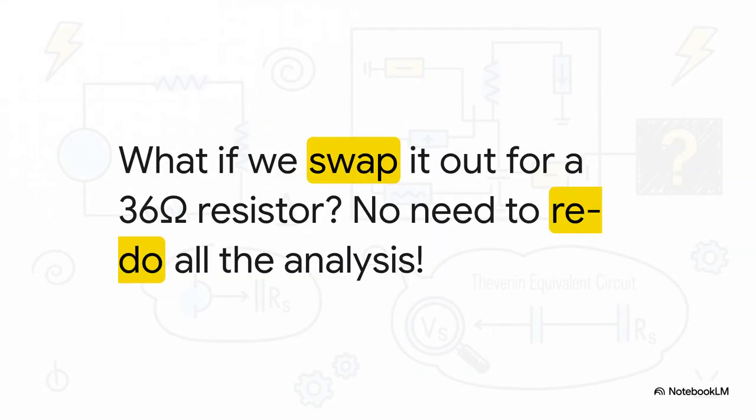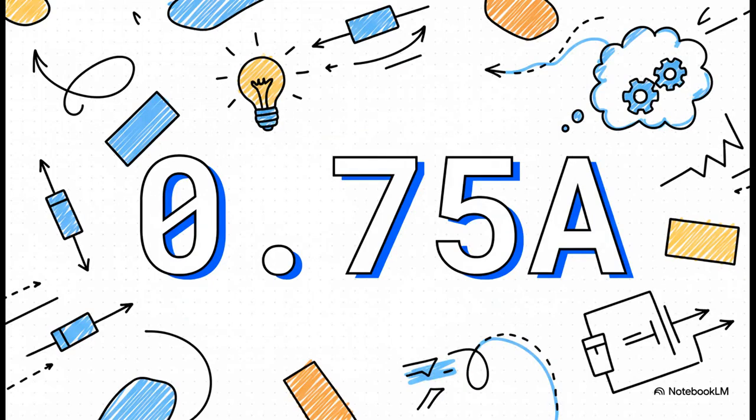But this is where it really shines. What if the design changes? What if we need to swap that out and use a 36 ohm resistor instead? What now? No problem at all. Another quick calculation, and the current is 0.75 amps. See? We can now analyze any changes to that load almost instantly. It's all thanks to our Thevenin equivalent circuit. It's a total game changer.